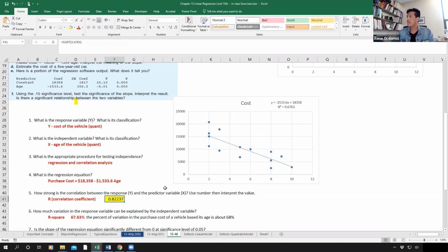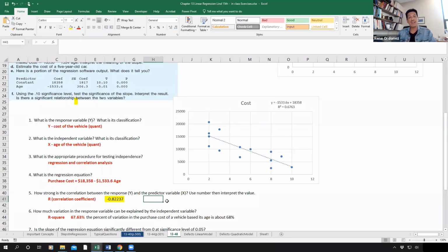What am I missing? Should be a negative because we have a negative slope. Correct. So make sure that you apply the correct sign. And as Doug says, the correlation coefficient must be negative because the equation as well as the graph show a negative correlation between purchase cost and age.